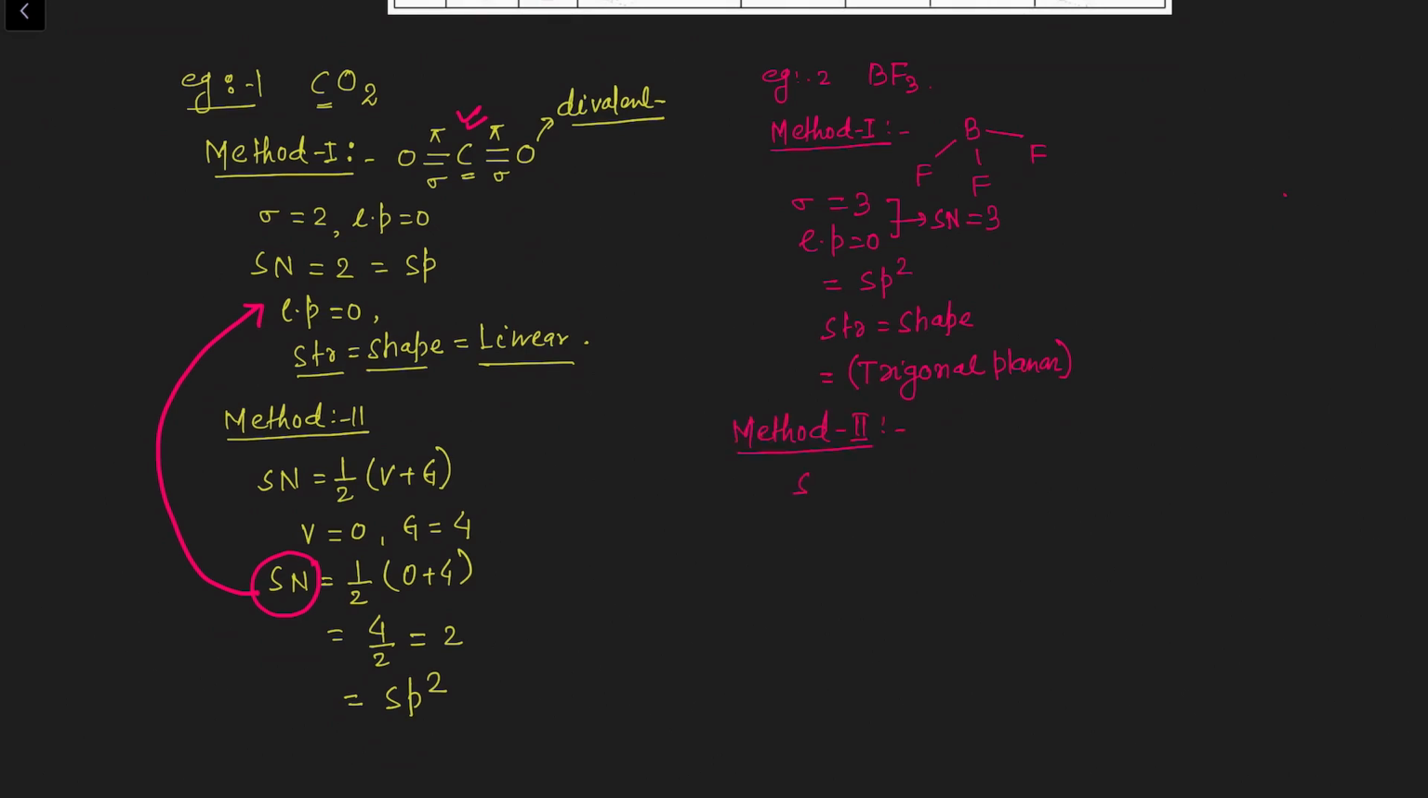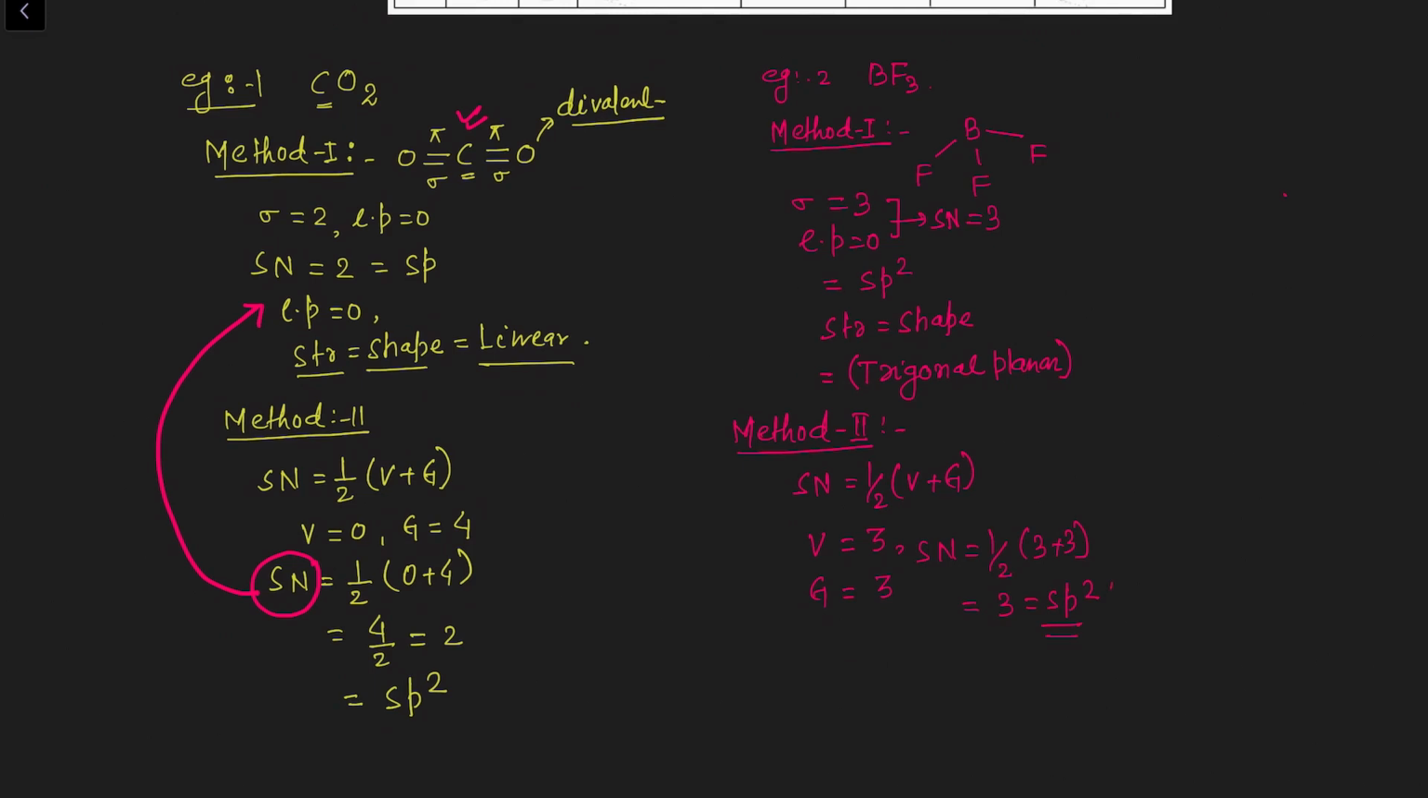Now method number 2. Again steric number is equal to what? Half (V plus G). So now for boron, what is the V? Number of monovalent atoms, and fluorine is a monovalent atom. So 3. Now what is the G? Valence electron of boron is 3. So now steric number is what? Half (3 plus 3) is equal to 3.